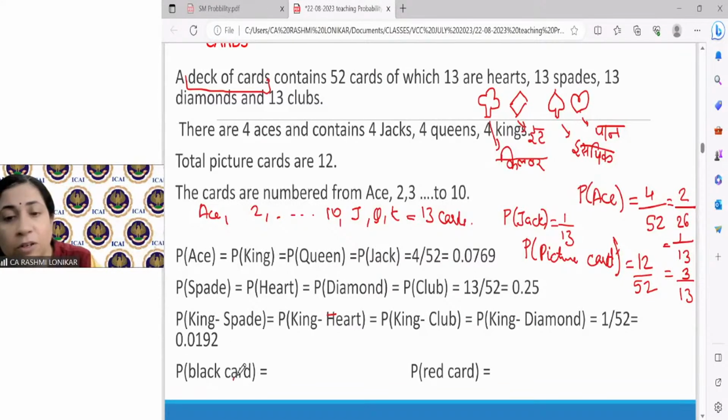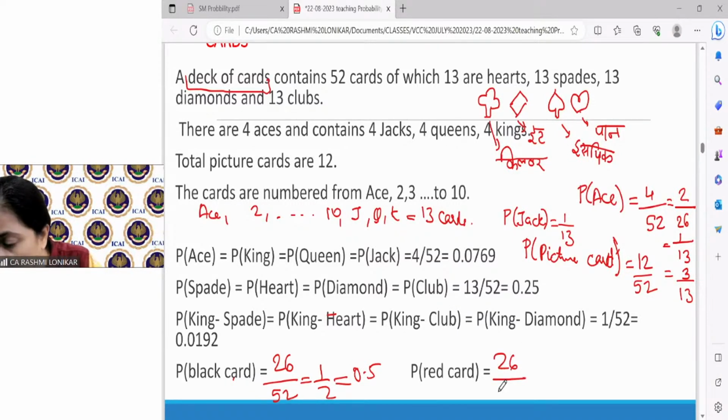What is the probability of getting a black card? How many black cards are there? 26. How many total cards are there? 52, which is equal to 1 half, which is equal to 0.5. And the same thing: how many red cards are there? 26, upon total cards 52, which is equal to half, which is equal to 0.25.